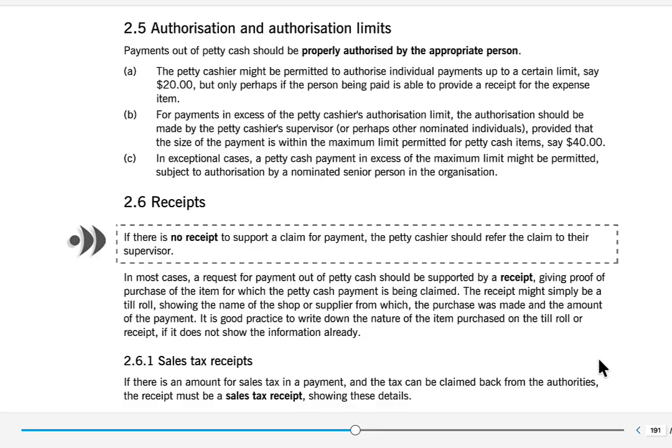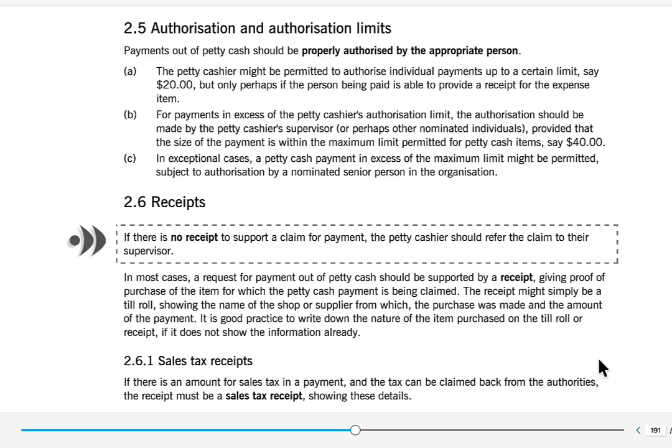What happens when the payment is bigger than the petty cashier's limit? If the amount is above the petty cashier's limit, the petty cashier must not pay it. Instead, one of these must happen. Option 1. The payment is approved by the petty cashier's supervisor. Option 2. The payment is approved by a nominated individual. A nominated individual means a person chosen by the business to approve payments. For example, a senior staff member. Option 3. The payment is sent to the manager for approval. This is the correct control system.